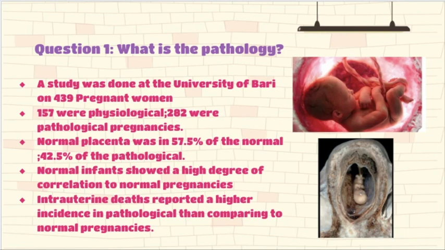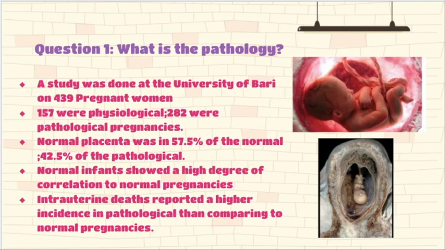I found that there was a study done at the University of Bari on 439 pregnant women, and they found that in the normal pregnancies, 157 were physiological pregnancies, and 282 were pathological pregnancies. They also found that normal placentas were in 57.5% of the normal pregnancies and 42.5% of the pathological pregnancies.